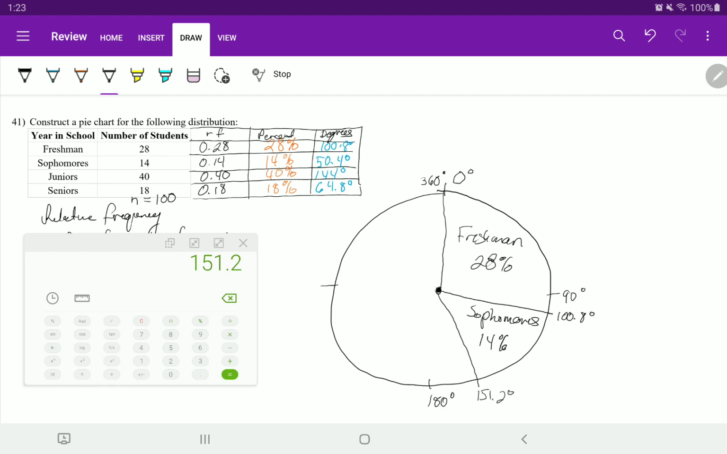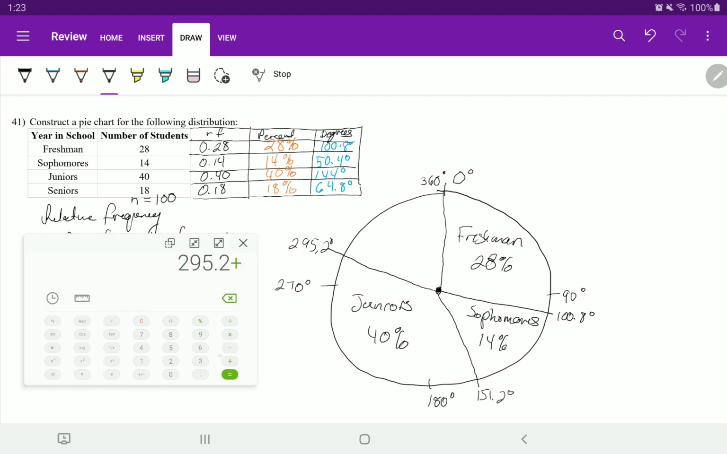14%. Then we're going to add the next value of 144 degrees. And that gives us 295.2 degrees. And this should be 270 degrees right there. 295.2 is going to be past 270. We will put that right about there. 295.2 degrees. That's going to be for our juniors, which is 40%.